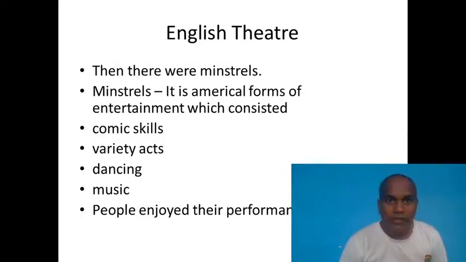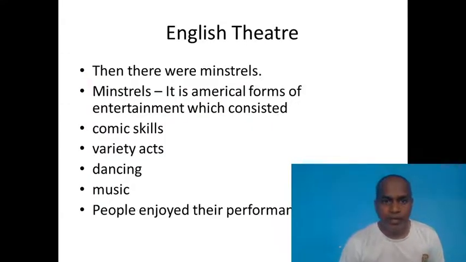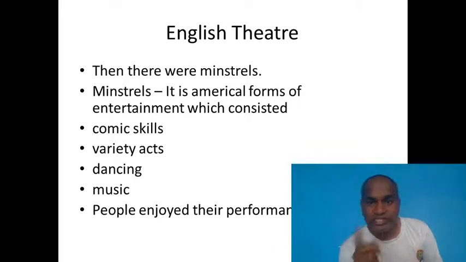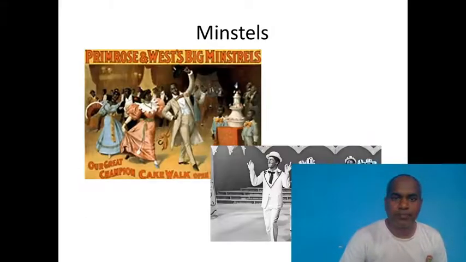Now after the amphitheaters, there was the minstrel. When the Romans departed, the amphitheaters departed, and after that the minstrel came. Minstrel means what? Here is the picture of the minstrel. Music, singing, dancing, each and everything is in the minstrel. Minstrel is an American form of entertainment which consisted of comic skills, dialogues, a variety of acts, dancing, and music. People enjoyed their performances. After the amphitheaters, the minstrel came. This is the image.